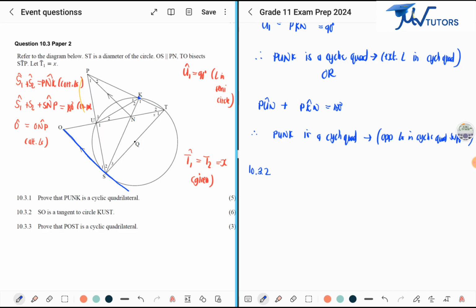I mean, SO is already a tangent. And whenever you see a tangent, please, something should scream at you: tan chord theorem. So let's say, imagine that we have a circle here. Actually, we already have this circle. This is the circle that we have already.